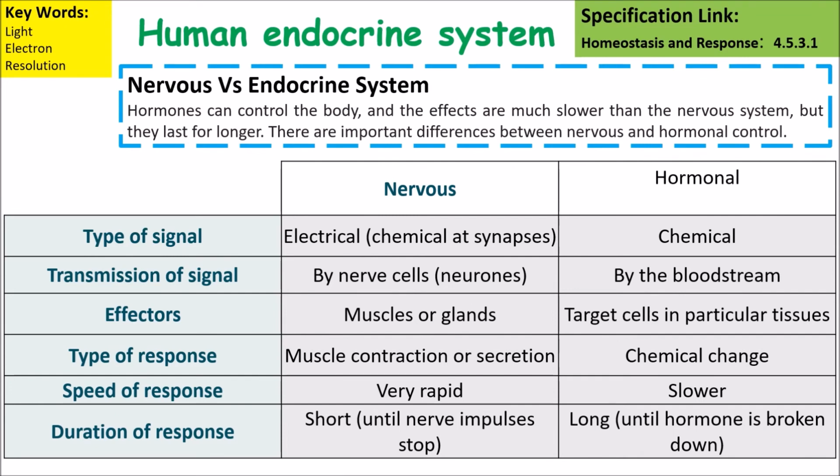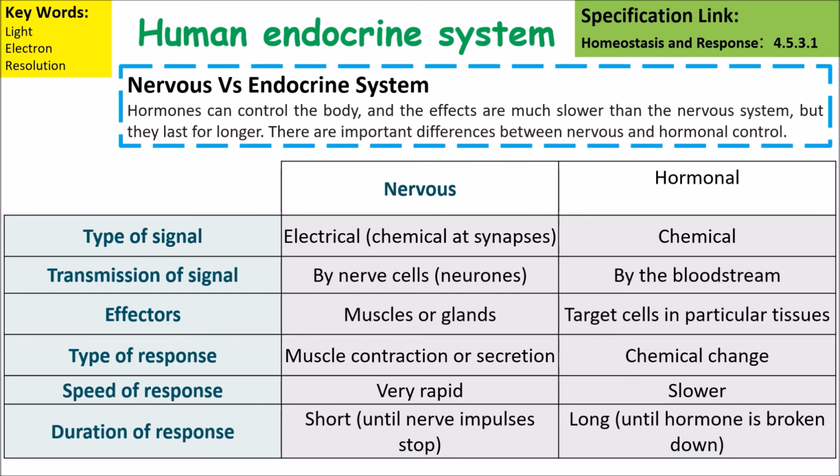A few key things that you are often asked will be the difference between the nervous system and the hormonal system. In the hormonal system, it's a chemical carrying the message, and in the nervous system, it's an electrical impulse. The effectors of the nervous system are always going to be a muscle or glands, whereas in the hormonal system it can be any particular target cell.